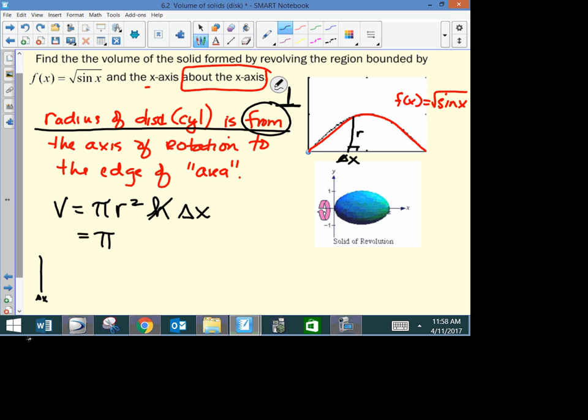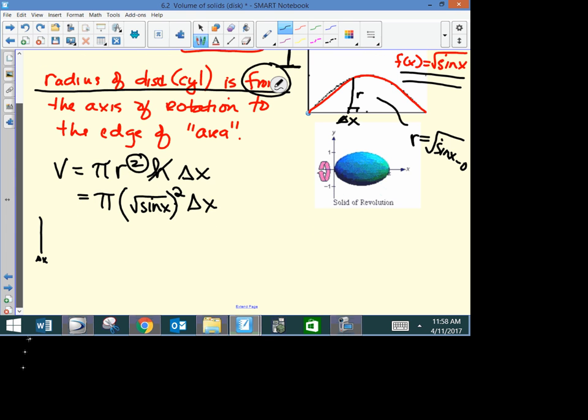What's my radius? In terms of this, top is radical sine of x, and bottom is, what's the bottom x? 0. So radical sine of x minus 0 is just radical sine of x. Don't forget your squared. Would the minus 0 be inside the radical or outside? Outside. Okay, so now you put that into an integration.